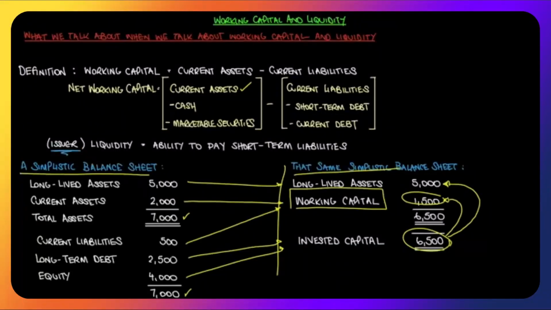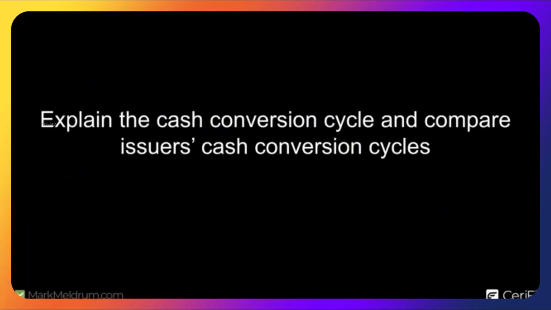So the focus of this module is to say, well, how much is in working capital? How much is it costing us? And can we minimize that to minimize that cost? With that said, let's get into it. Our first LOS: explain the cash conversion cycle and compare issuers' cash conversion cycles.